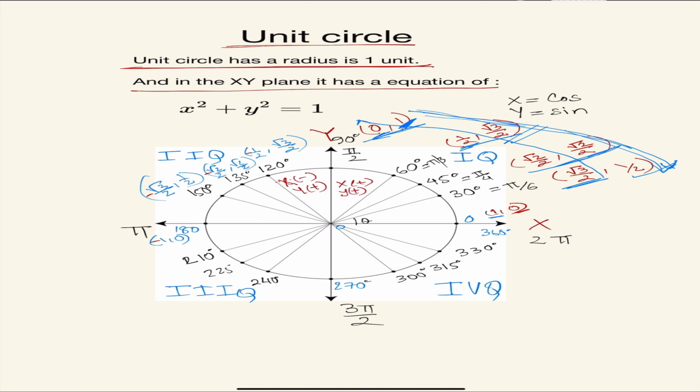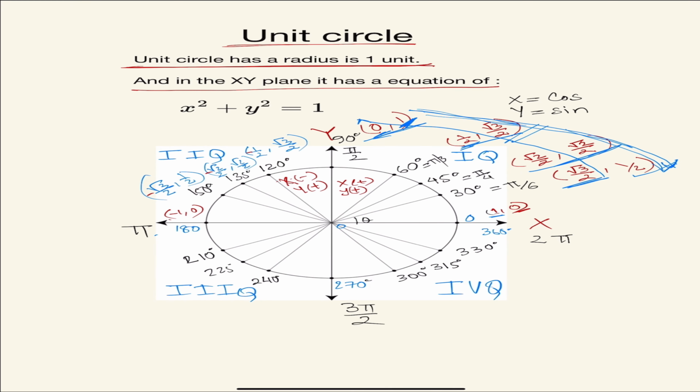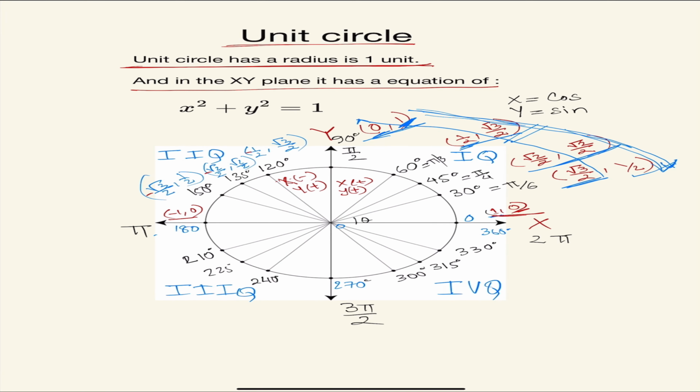Let me just write it down here so it's much easier for you guys to look at. So negative 1 comma 0. You see the exact value. And here sine is negative, x is negative. In this coordinate, x is negative, y is also negative. So that means here is going to have the same values we got from here. We're going to write it down here, but in the negative form.